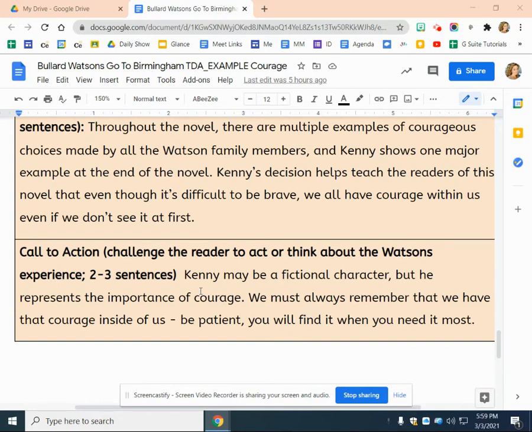So I start out talking about Kenny, but then the second sentence, notice how I'm talking to the reader. And that's what I would like you to do. I want you to talk to the reader. So I said, Kenny may be a fictional character, but he represents the importance of courage. We must always remember that we have courage inside of us. Be patient. You will find it when you need it most. So I'm talking to the reader, and I'm convincing the reader to agree with my argument about courage and how we learned this from the character Kenny in The Watsons Go to Birmingham.